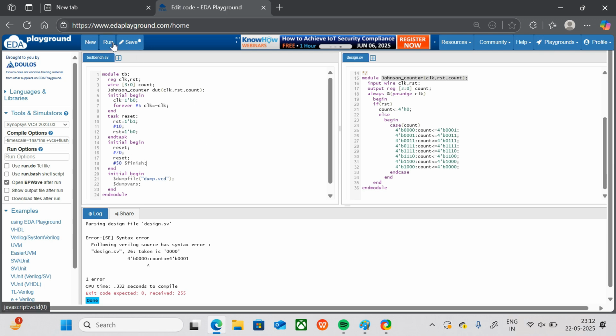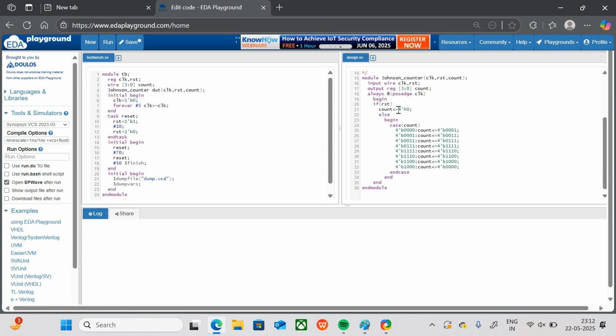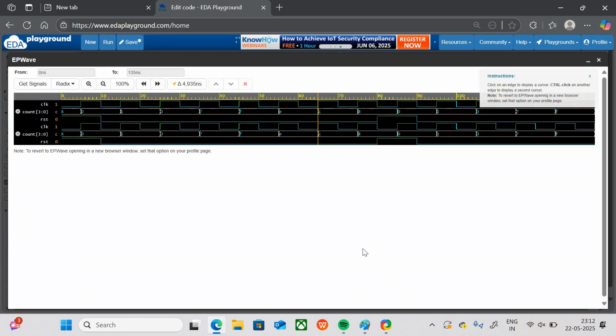Now let's start our simulation. So I am running our code. Let's see whether we get some error or it works fine. So let's check the waveform. Here you can see that whenever your clock goes high, your reset signal is high. That means your count value is 0. And at the next clock edge, your reset is low and your count is incrementing. See, your count is incrementing: 1, then 3, then 7, then F, then E, then C, then 8, and then again it rolls over to 0.